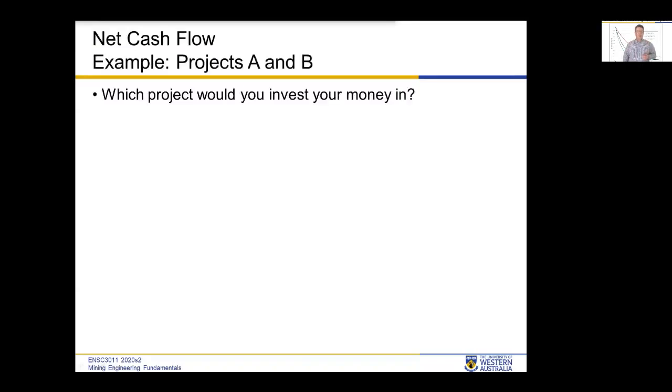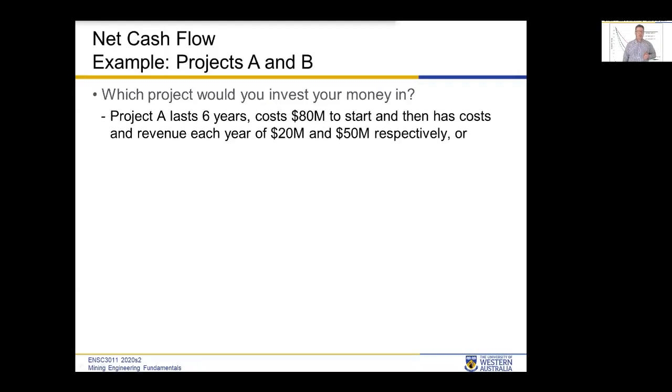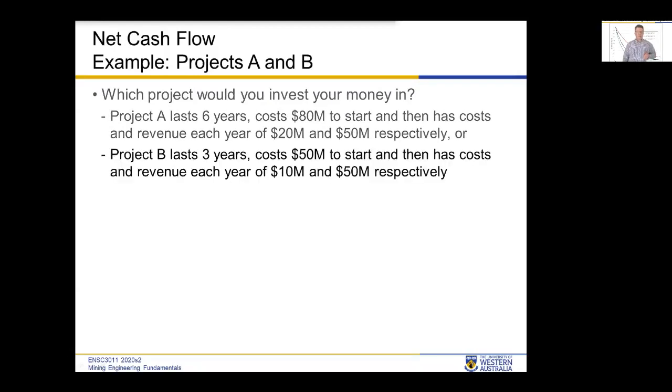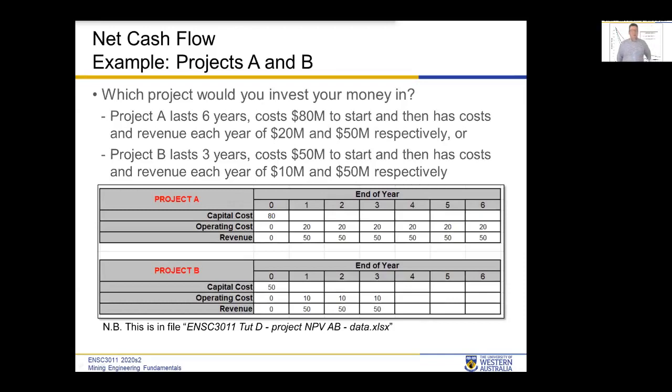So let's do an example. I've described this one before. Project A, 6 years. Project B, 3 years. If we display it in a simple tabular form, so the years, year 0, this is the pre-production capital costs. So we've got Project A, we've got 80 million. We've got no operating costs, we haven't started operating yet, and we've got no revenue, we haven't started producing. And then for each of the 6 years, operating costs are 20, revenue is 50. And Project B is similar, but only 3 years long. Which one of those would you choose?